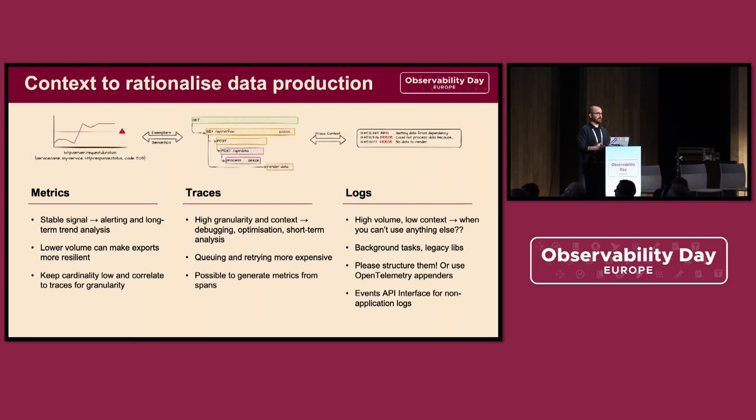Now, it's a bit more expensive to queue and retry if you're producing gigabytes of data per minute, but it does give us that backbone of correlation. It's also possible with OpenTelemetry and with collectors to generate metrics from spans as well. So you don't always need to decide ahead.